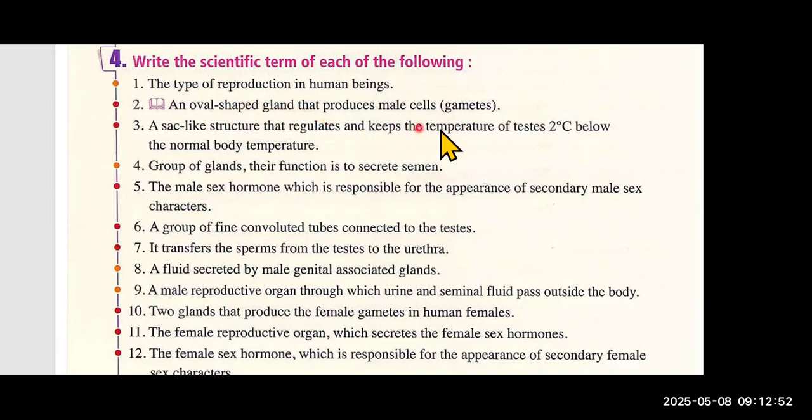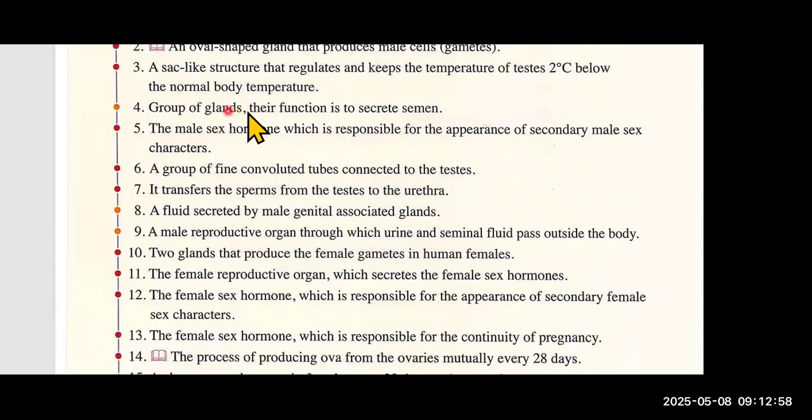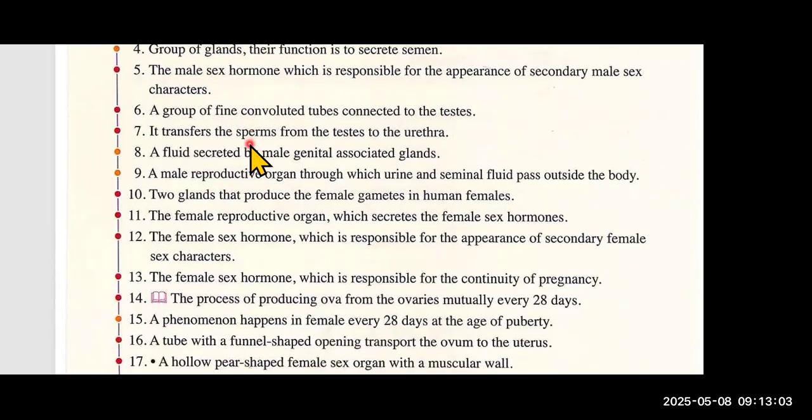An oval-shaped gland in the male, like the testis, and the sac-like structure, the scrotum. A group of glands, the associated glands. The male sex hormone is called testosterone. Fine convoluted tubes connected to the testis.